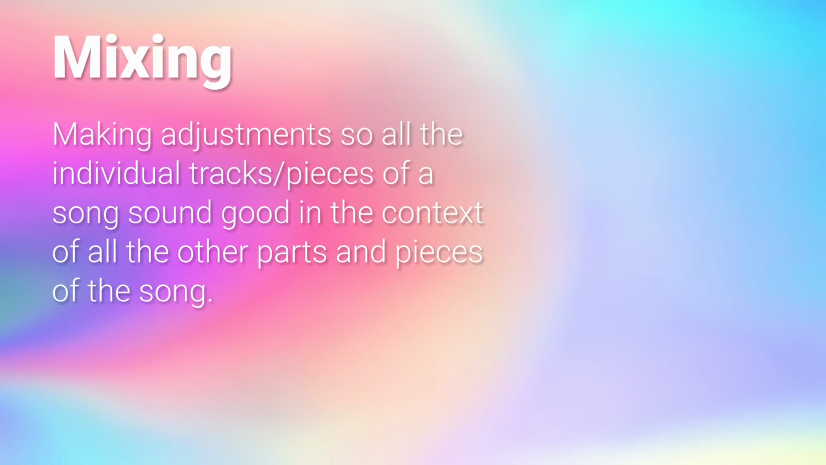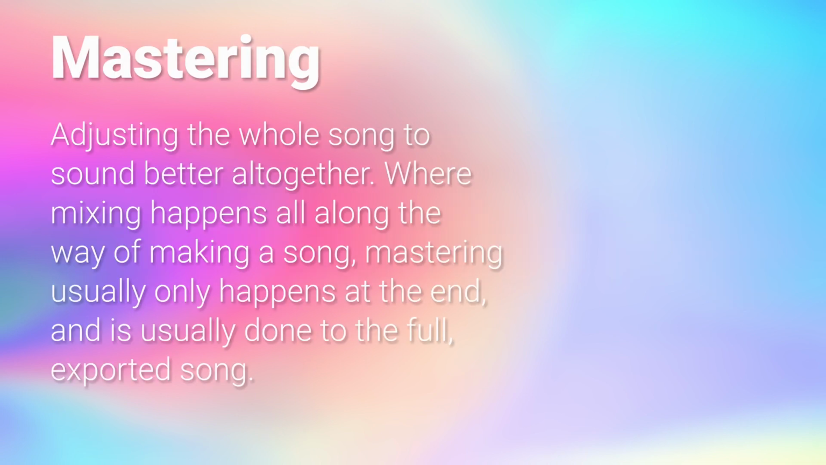Mixing is, in its simplest form, just making all the individual parts and pieces of a song sound better in the context of all the other parts and pieces. Mastering, on the other hand, is, in its simplest form, adjusting the whole song to sound better altogether. While mixing is happening all during the process of making a song, mastering usually only happens at the end and is usually done to the full exported track.